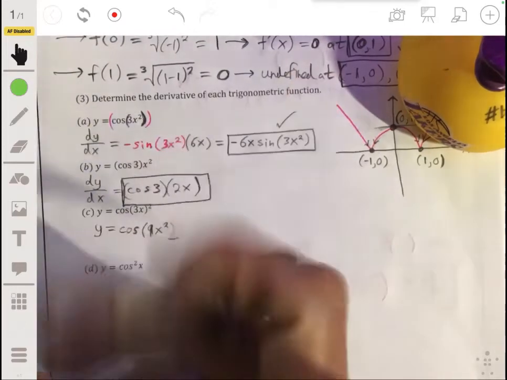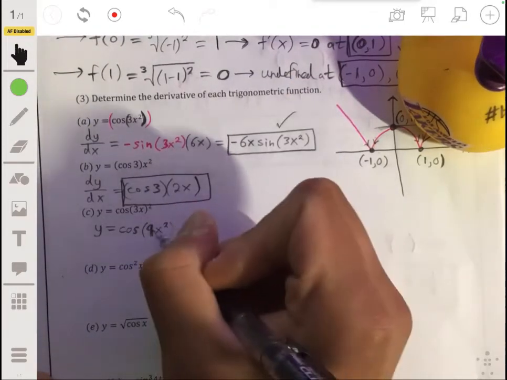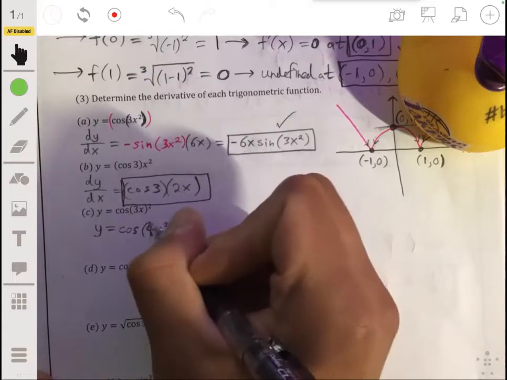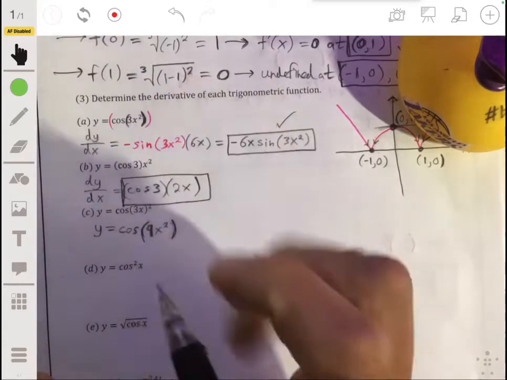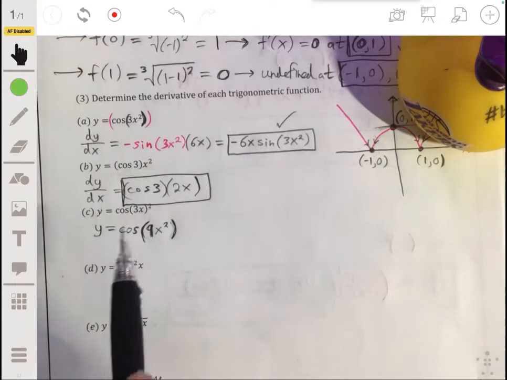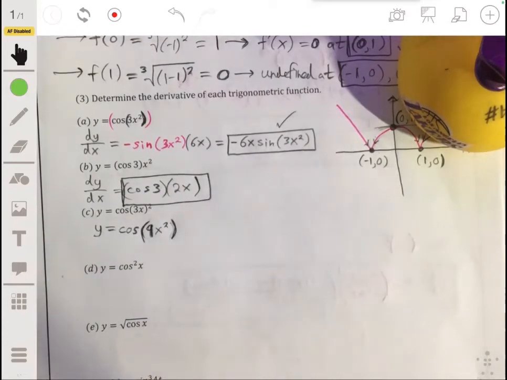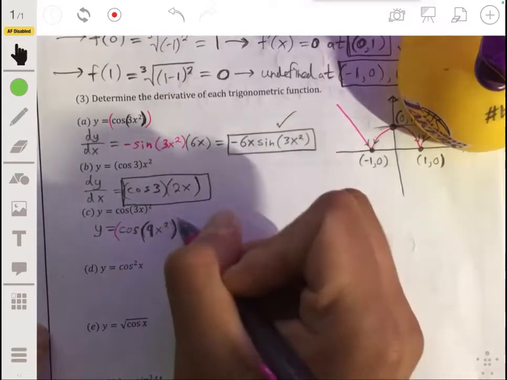Well, I don't know what is up with my pencil. Oh man. Okay, so we have y is equal to the cosine of 9x squared. So then the inside function is the 9x squared, the outside is the cosine function.